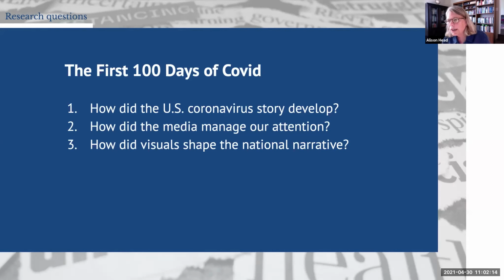The second question we had was, how does media manage our attention? Where are we drawn? What's its message? And the third question here, how do visuals shape the national narrative? But also in that second question, how do interviews and authority figures define who gets talked about, who doesn't, who gets to talk, who doesn't, and what gets covered? We know, for instance, from ProPublica and some other work that came out around COVID, that BIPOC was tremendously underrepresented in those first 100 days.